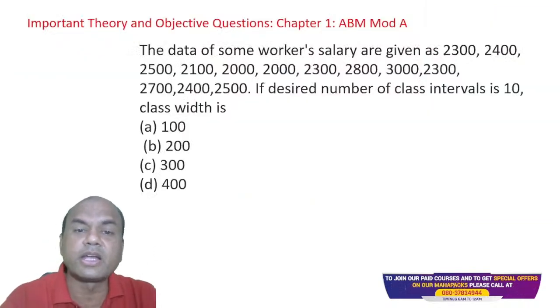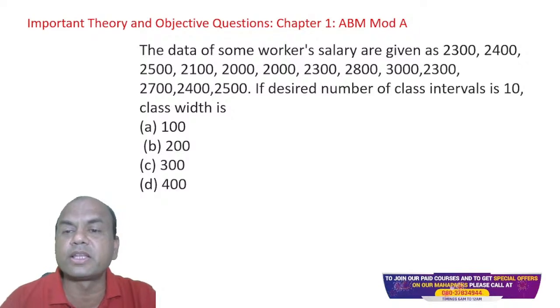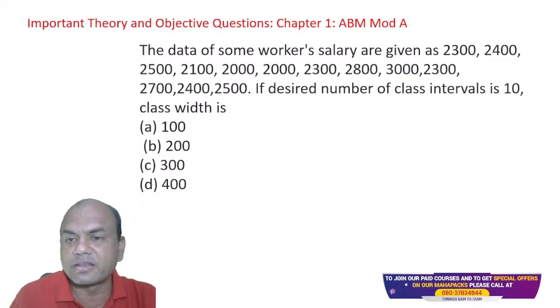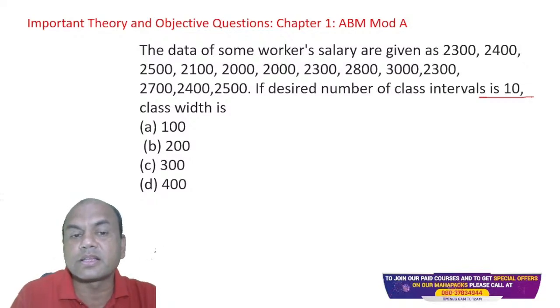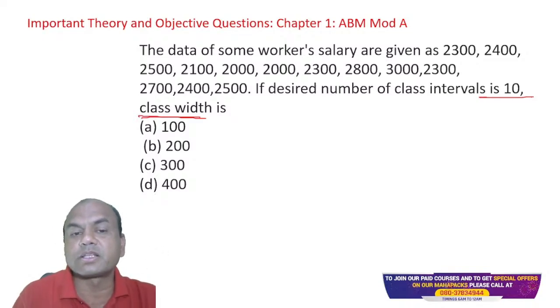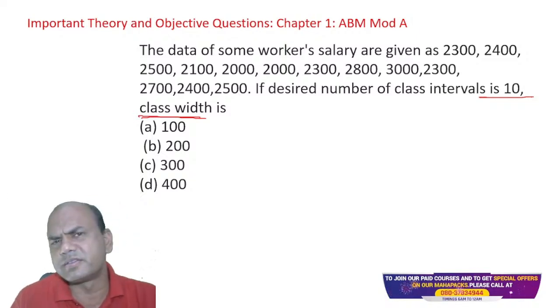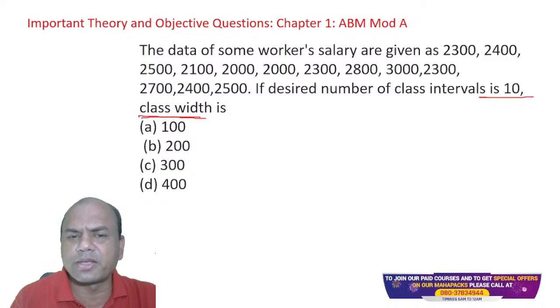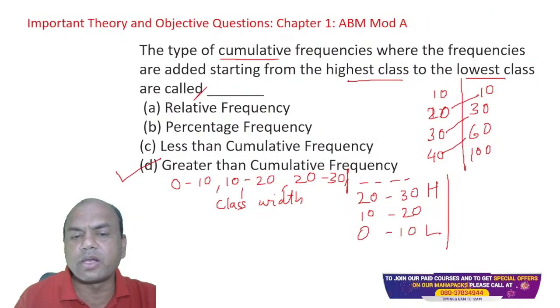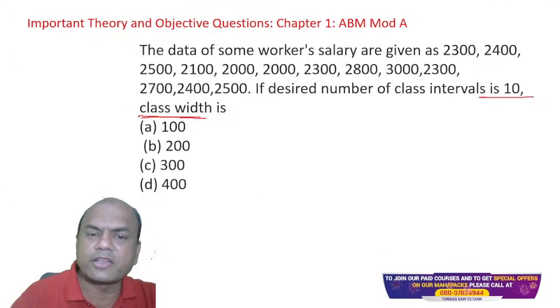The data of some workers' salary are given as this: 2300, 2400, 2500. You can read this data. If the desired number of class intervals is 10, then the class width is. Now, how to find out the class width? Firstly, remember what is the class width? Class width means, suppose I divide these numbers like 0 to 10, 10 to 20, 20 to 30, same thing. So same class width you have to find over here.